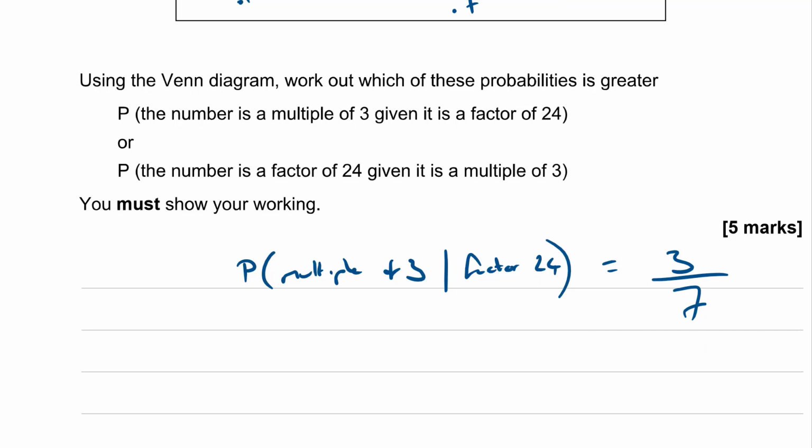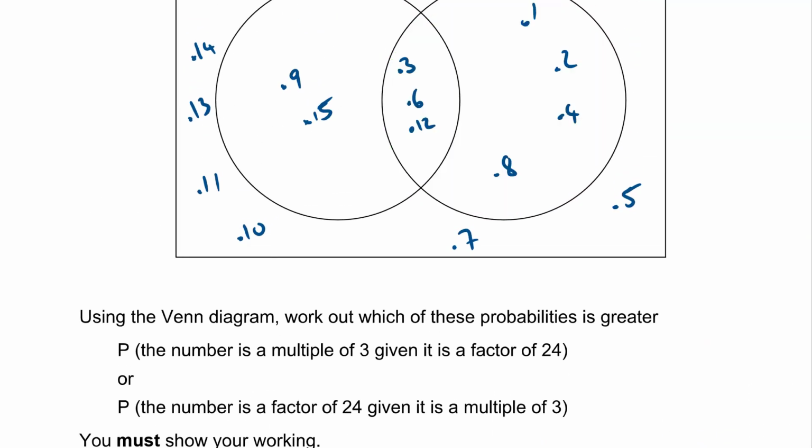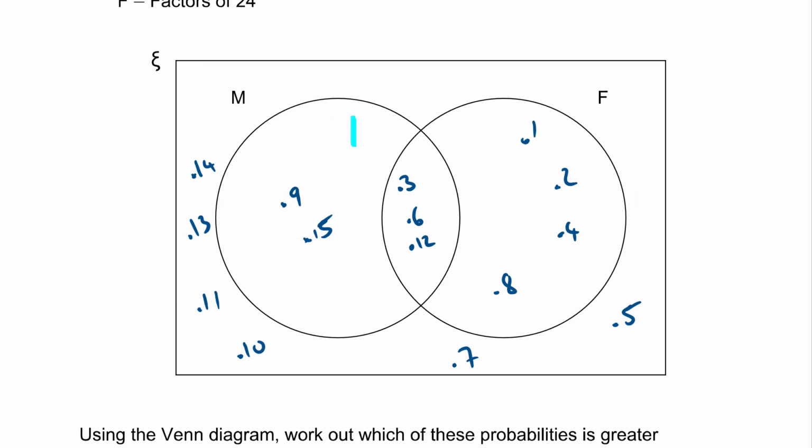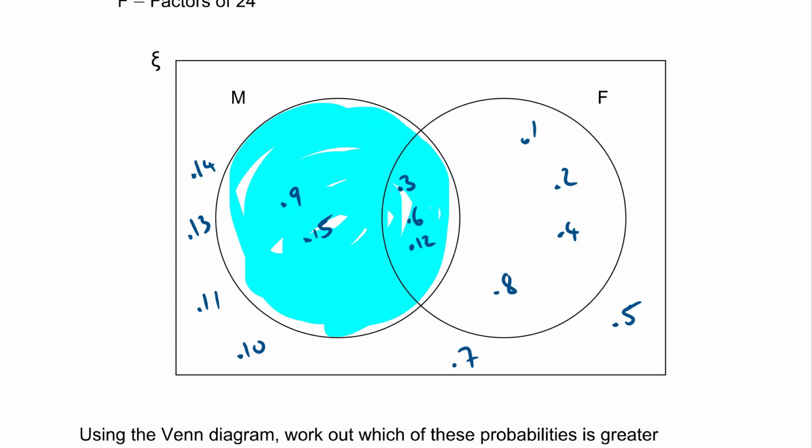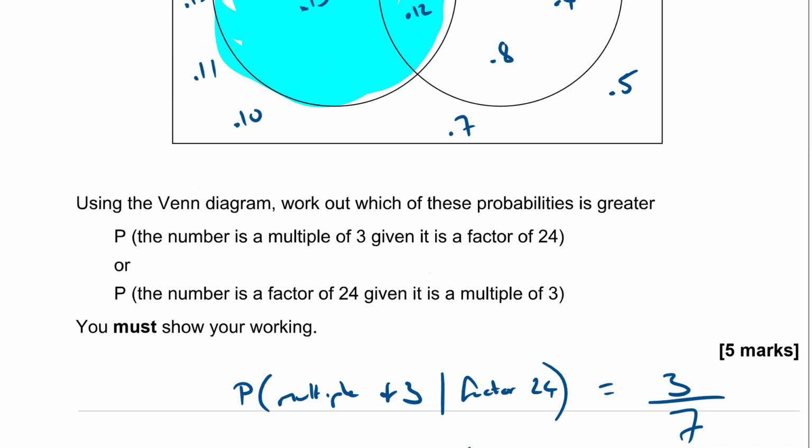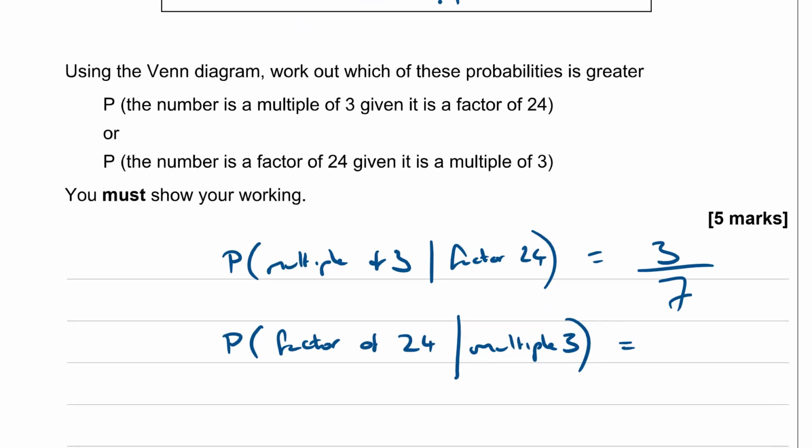Or what's the probability that the number is a factor of 24 given that it's a multiple of 3? So this time it's going to be the numbers inside here. It's given that it's a multiple of 3, so the number must have been picked from this group. So how many multiples of 3 are also factors of 24? There are 3 of them, so it's going to be 3 out of 5. So that one is 3 out of 5.